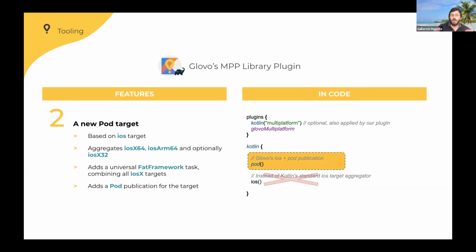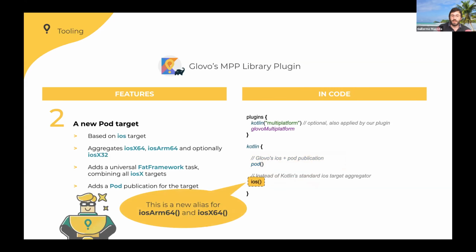A small tip here: if you didn't realize yet, in the latest versions of the Kotlin Multiplatform plugin, they have created this iOS alias to use the configuration of the architecture-specific targets. So you can just use iOS, and that will be an alias for the architecture for the iPhone and the architecture for the emulator.